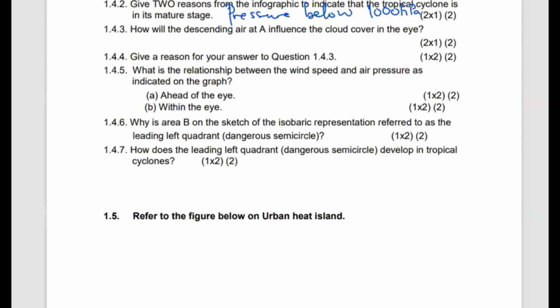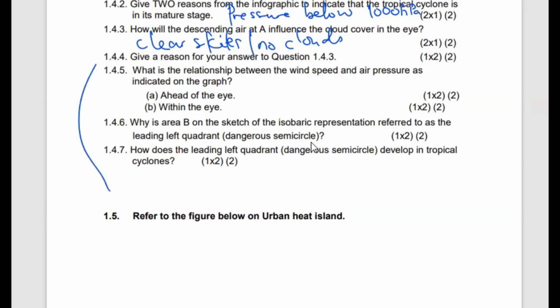The descending air will result in clear skies. There will be clear skies in the center of the system. We don't have cloud formation in the center of the system. The weather system will be stable in the center because of that descending air. Or we can say there will be no clouds. Right, number 1.4.4, it says, give a reason for your answer to question 1.4.3. Why are we saying there will be clear skies, there will be no cloud cover?